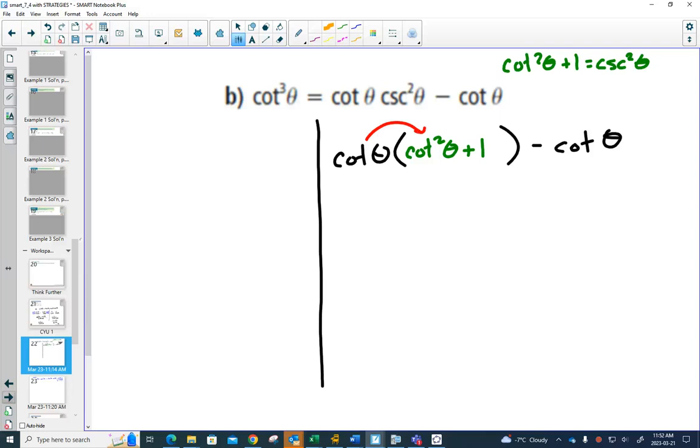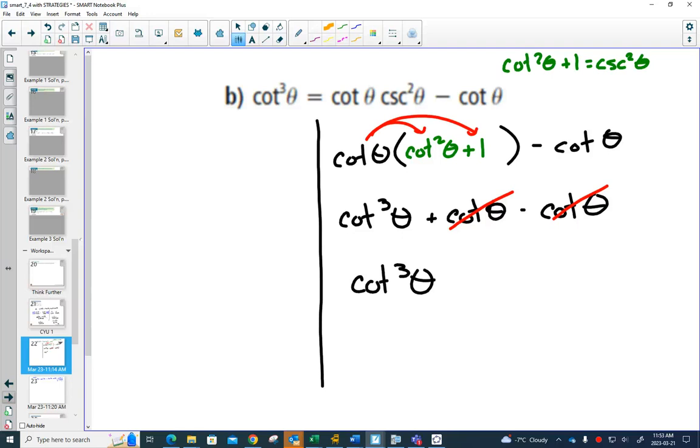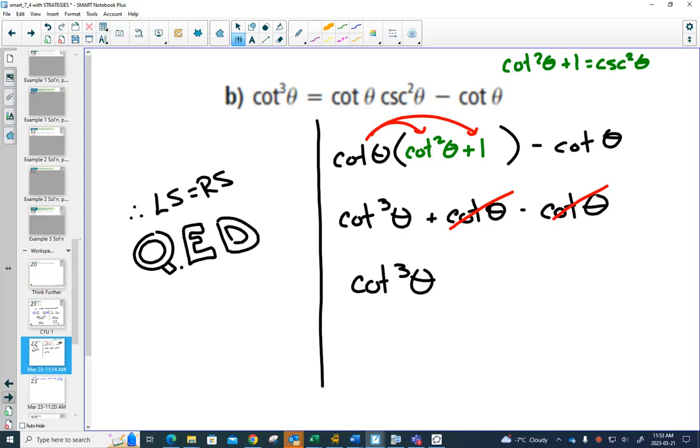Well, at this point, I could distribute this. That'll give me cotangent cubed theta plus cotangent theta minus cotangent theta. Well, these will be 0 because they're like terms, they'll go away. And I'm left with just cotangent cubed. And we are done. Pretty easy.